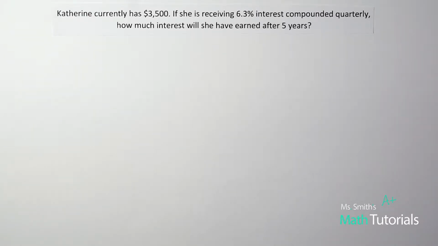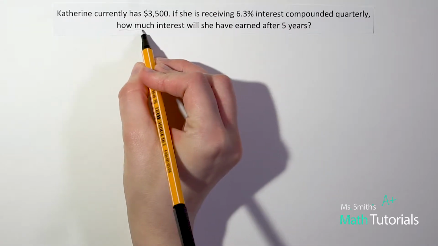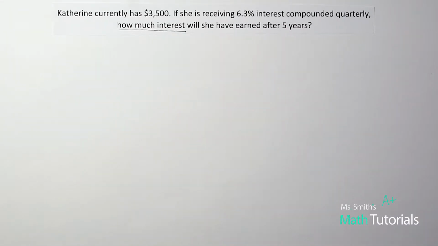Let's do another one. Catherine currently has $3,500. If she is receiving 6.3% interest compounded quarterly, how much interest will she have earned after 5 years? So we've got to take careful note of this question because it's asking something different than what the previous question did. The previous question was just asking how much total will be in her account. This question is asking how much interest will she have earned?